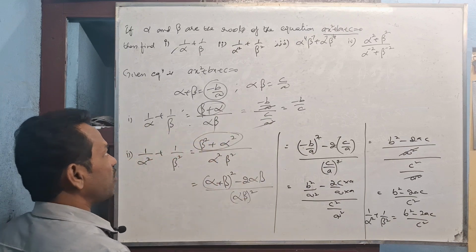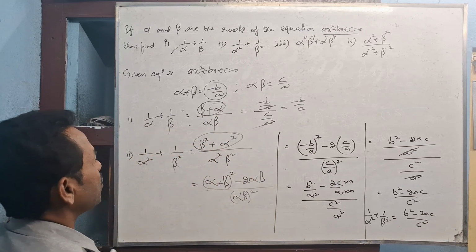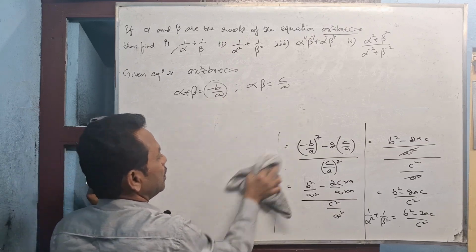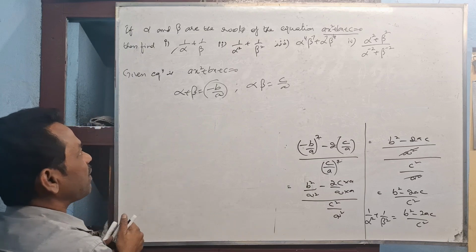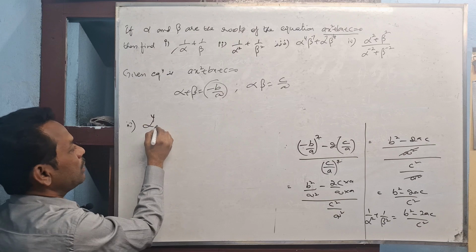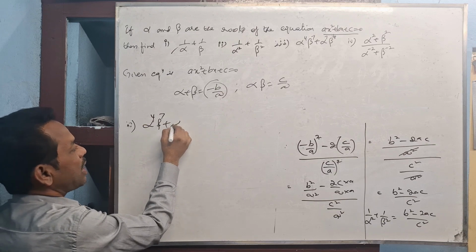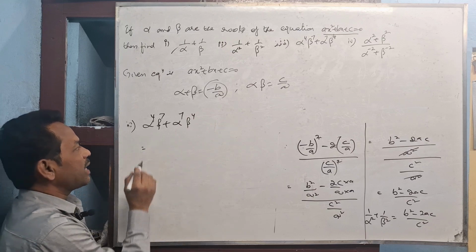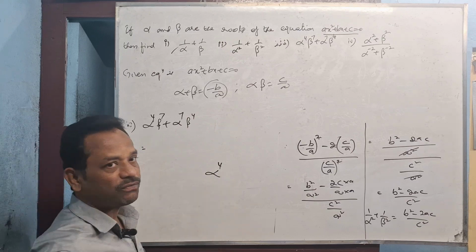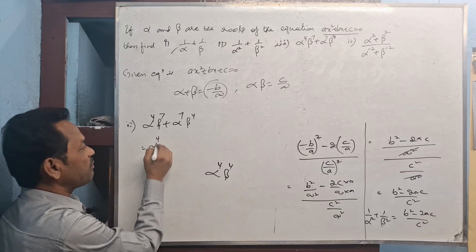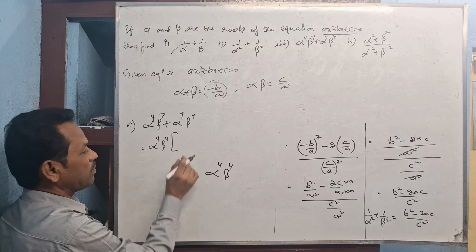Okay now, let us go for the third question. In the third question, we need to find the value of alpha power 4 beta power 7 plus alpha power 7 beta power 4. Let me take alpha power 4 and beta power 4 common.